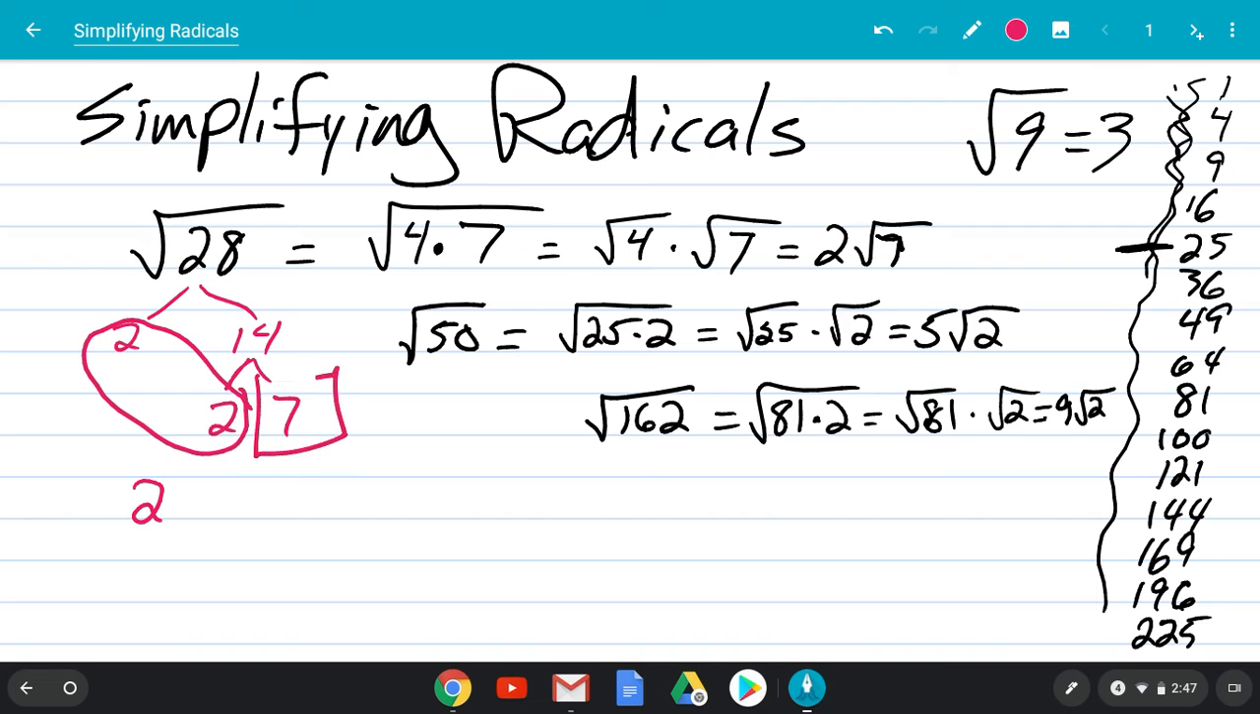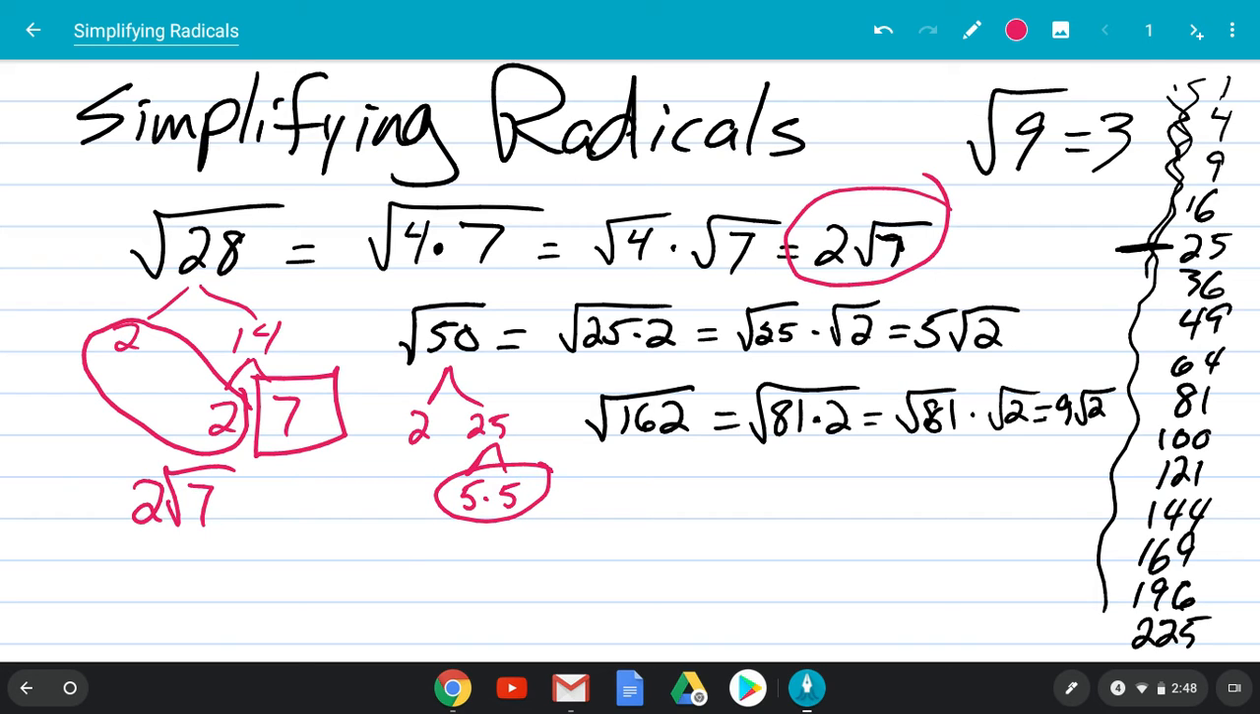And there's only one 7, so it'll go on the inside. So the simplified radical is 2 square root of 7. Hey, it's the same thing we got there. Let's try it again on 50. I could go 2 times 25, right? And then 25 would be 5 times 5. Anytime I have 2 of them, just 1 of them goes on the outside. And if I only have something by itself, it goes underneath the radical.